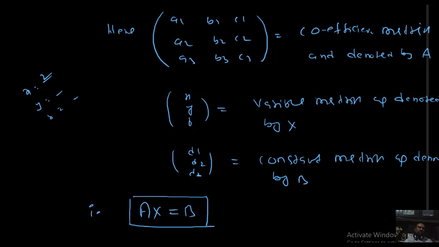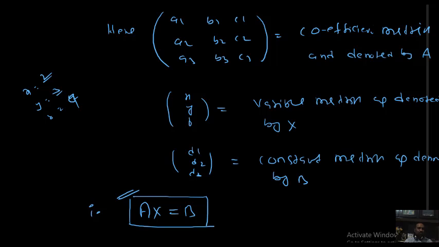For x equal to 2, y equal to 3, z equal to 9, what can I say? 2, 3, 9 is one of the solutions of the given system of linear equations. What is the meaning of that? By using this AX equal to B, I want to find the x value, y value, z value.